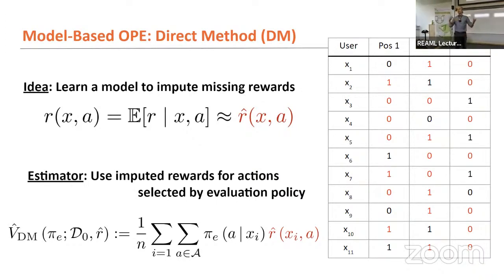And now evaluating a different policy is super easy, right? I just go through it and see, for this policy pi e, what's the probability of taking each action? I take the expectation over these predicted rewards, and I'm done.